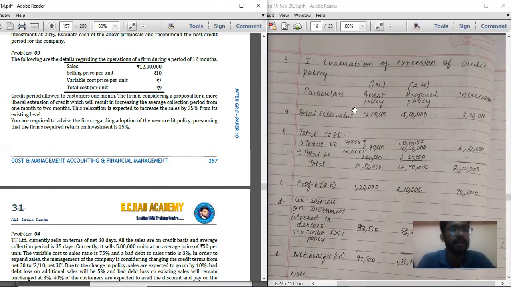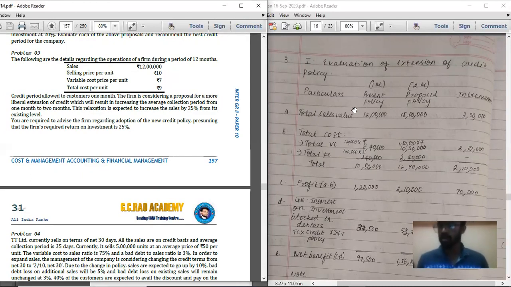And next is credit period allowed to customer is 1 month. That is, it has been done credit sales and 1 month is given. The firm is considering proposal for more liberal extension of credit. That is, the firm is planning to extend the credit period, which will result in increase in average collection period from 1 month to 2 months. That is, presently they are giving credit sales for 1 month. They are planning to extend it to 2 months. This relaxation is expected to increase sales by 25% from the existing level.